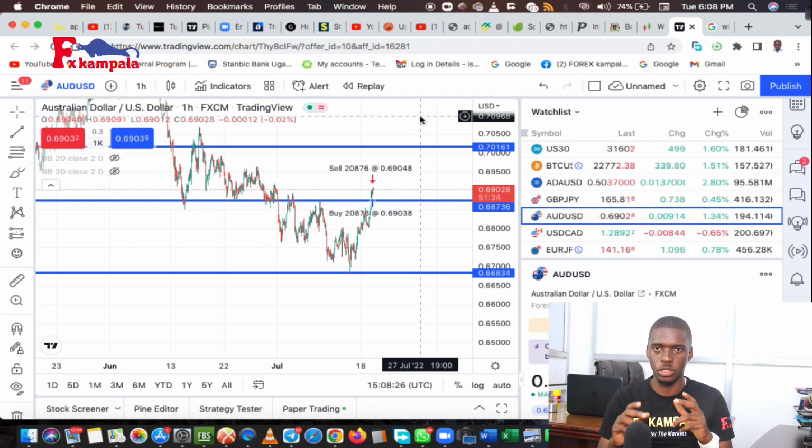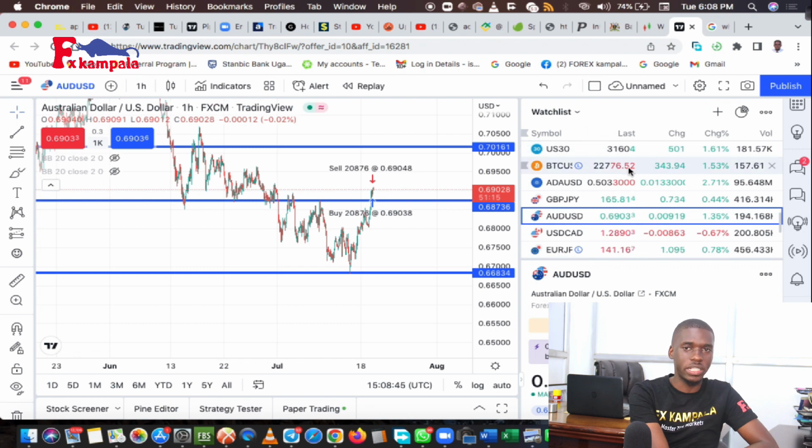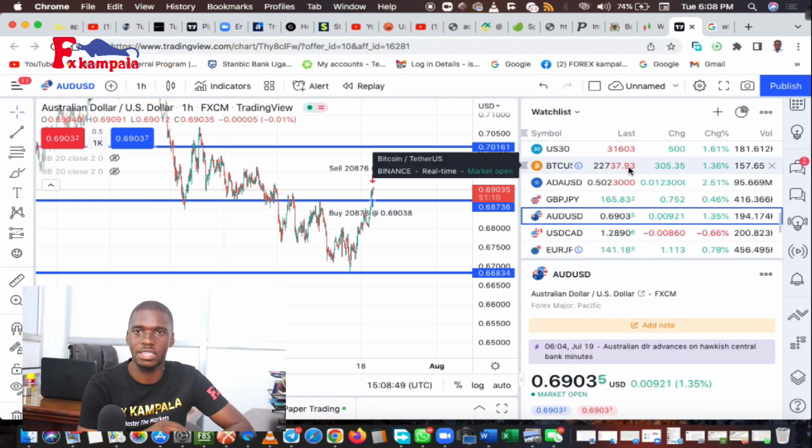Then after creating your account with TradingView, go to Google and type in TradingView. When you reach TradingView, there is that option of chart. Click on that option of chart. After reaching there, you now reach this point. On TradingView, we have a watch list here. A watch list is a place where we can see all the instruments that we are going to trade with on our platform.